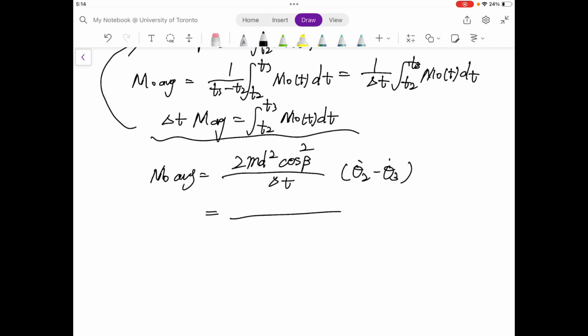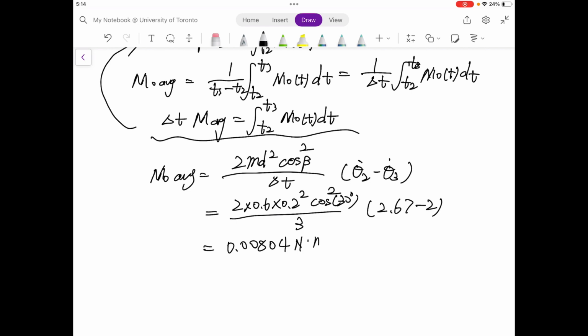We have M_O average is equal to 2md square cosine beta square over delta t times theta 3 dot minus theta 2 dot, which is equal to 2 times 0.6 times 0.2 square cosine 30 degrees square over 3 times 2 minus 2.67, which is equal to 0.00804 Newton meter.